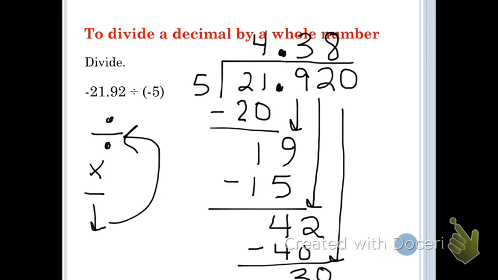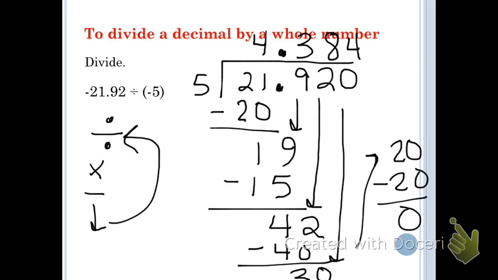Let's say I'm out of room here, so I'm going to bring my 20 up here. 5 goes into 20 4 times. 4 times 5 is 20. So once again, my decimal quotient has terminated. My answer is positive, so I have 4 and 384 thousandths.